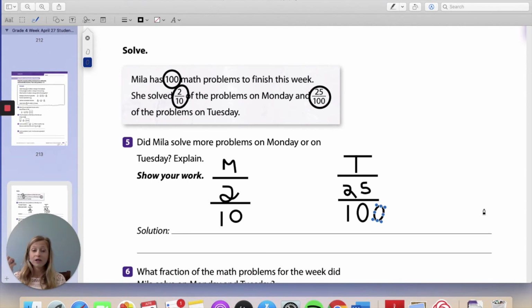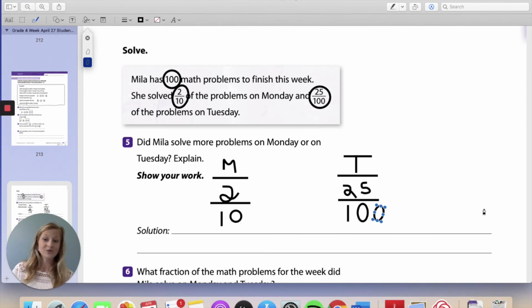Okay, hopefully you notice that with 2/10 and 25 hundredths, I've got two different denominators I'm working with here. So it's going to be hard for me unless I change 2/10 to an equivalent fraction with a denominator of hundredths. It's going to be difficult for me to compare these two fractions to see if she did more work on Monday or if she did more work on Tuesday. So in order to solve, I'm going to need to remember what 2/10 is equivalent to in hundredths.